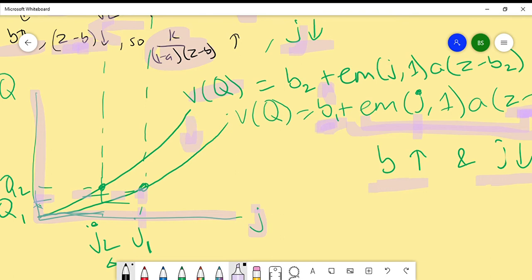What the hell? Why is it going the other way around?